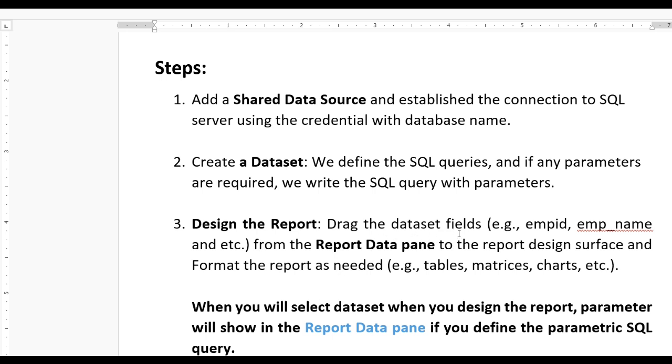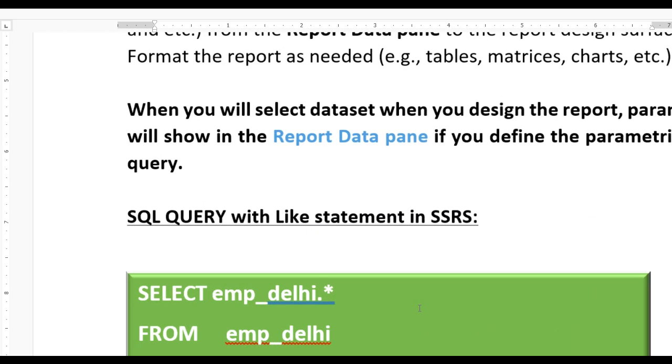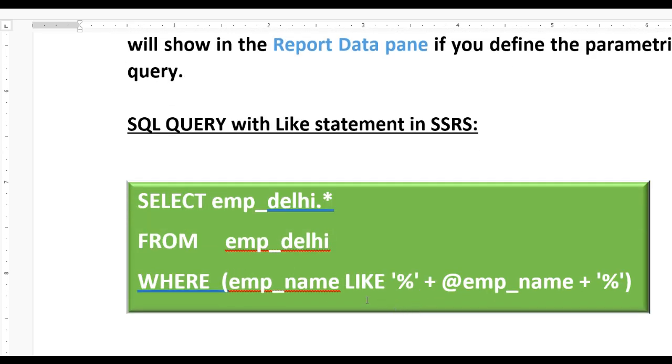Drag the dataset fields from the report data pane to the report design surface and format the report as needed. We can use tables, matrices, charts, etc. When you select the dataset and design the report, the parameter will show in the report data pane if you define parametric SQL queries. Now you can see here a SQL query with a LIKE statement.